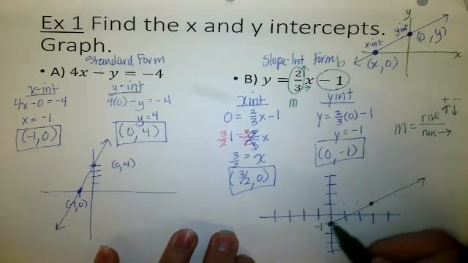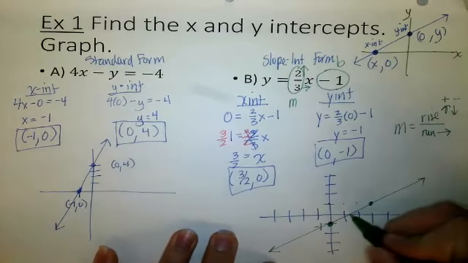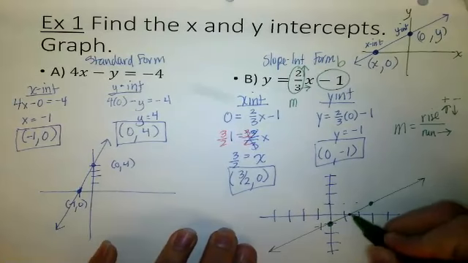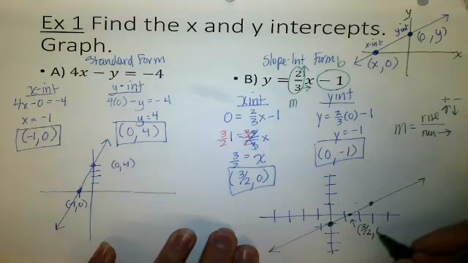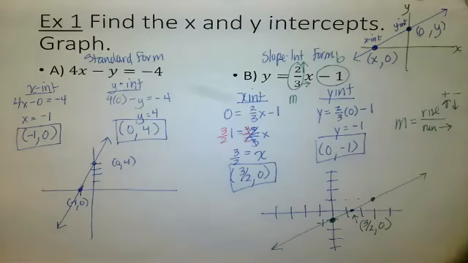So here is our slope. Here you can see pretty close. Now I'm graphing by hand. That should be the point 3/2, 0, 1.5, 0, which is pretty close.